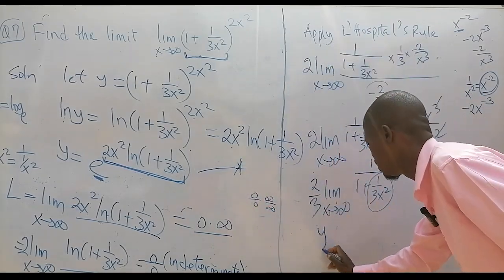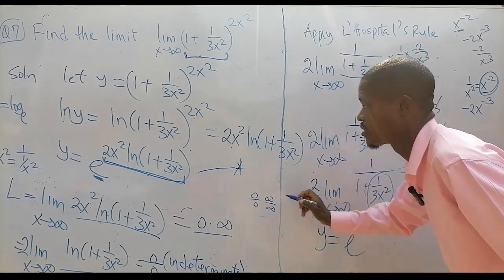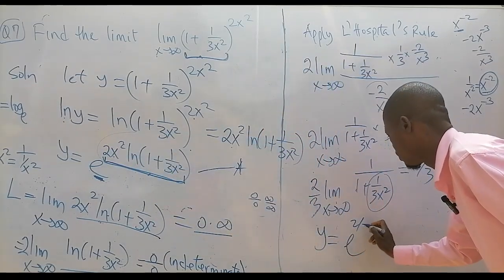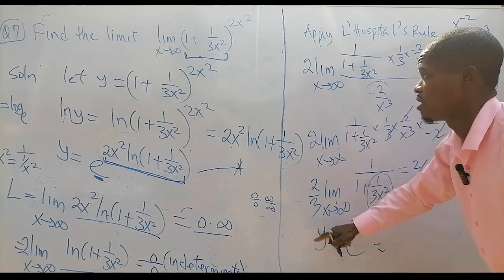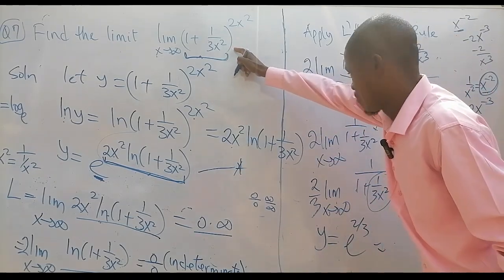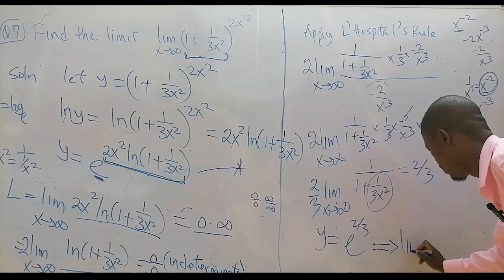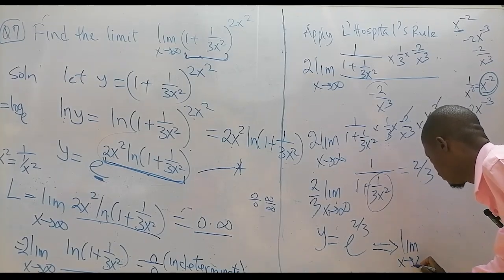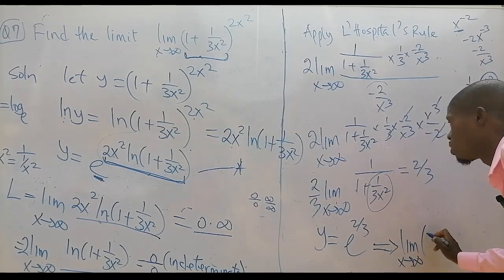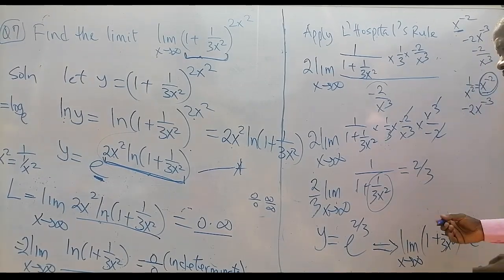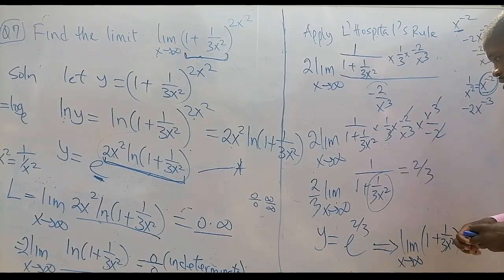Come back to this place. y is equal to e to the power of L, and we have a value for that, which is 2 over 3. So this implies that the limit as x tends to infinity of that function is equal to e to the power 2 over 3.